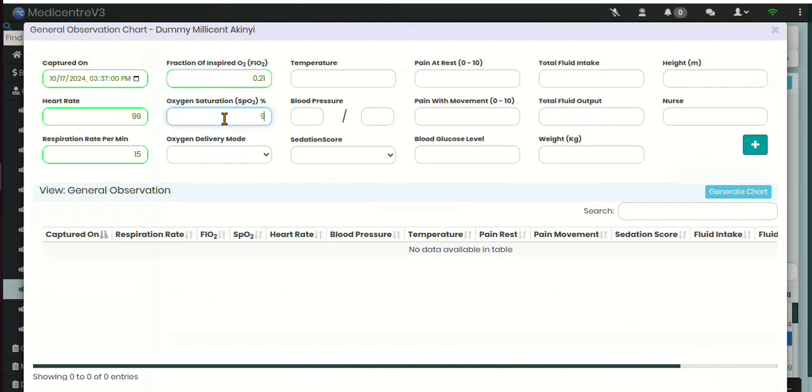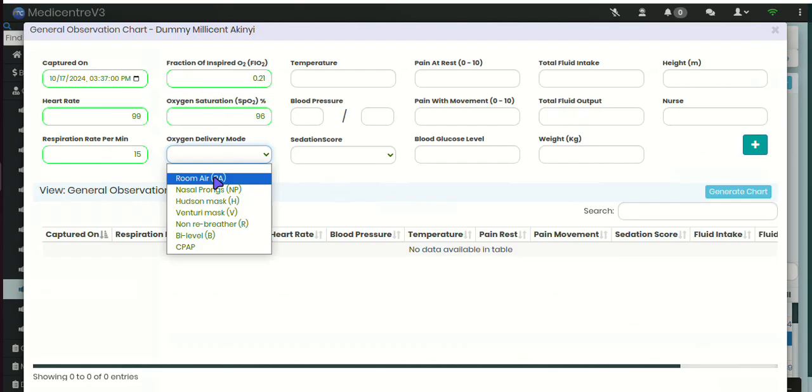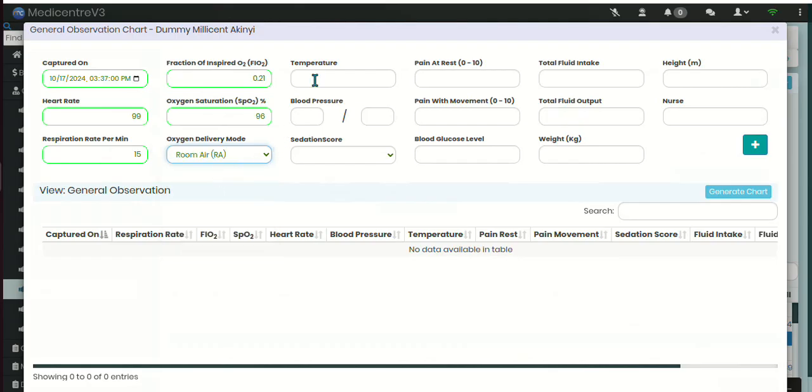Capture the oxygen saturation, SpO2, %. The oxygen delivery mode captures the method used to deliver oxygen to the patient, such as a nasal cannula, face mask, or ventilator. Capture the temperature and monitor blood pressure, both systolic and diastolic, to assess cardiovascular health and diagnose conditions like hypertension. Select the sedation score from the drop-down.